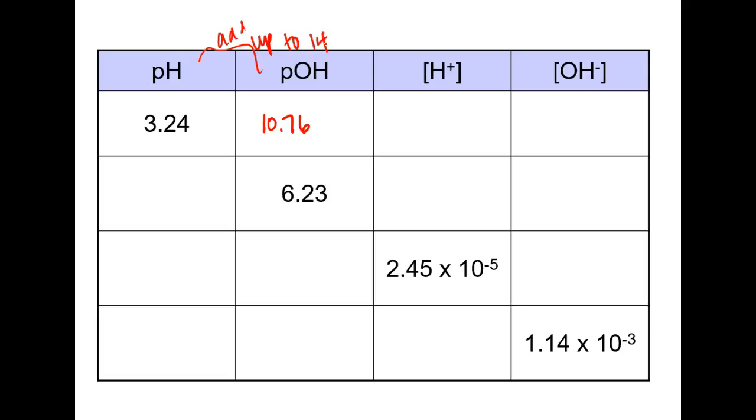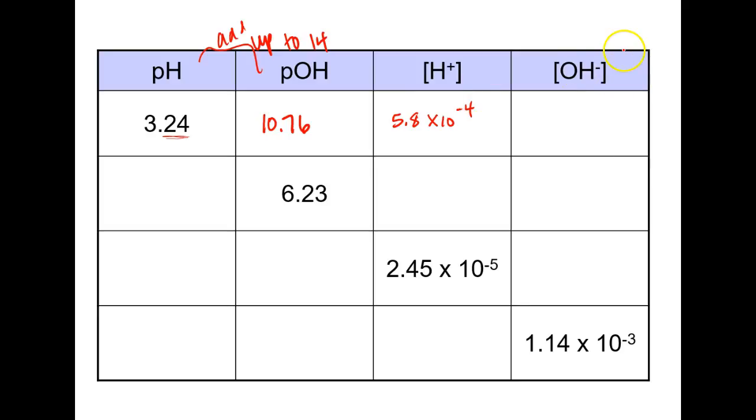If we're trying now to get the H plus from that, we need to take 10 and raise that to the negative 3.24 power. And since I have two decimal places in my pH, that means my H plus has to have 2 significant figures. So 5.8 times 10 to the negative 4th.